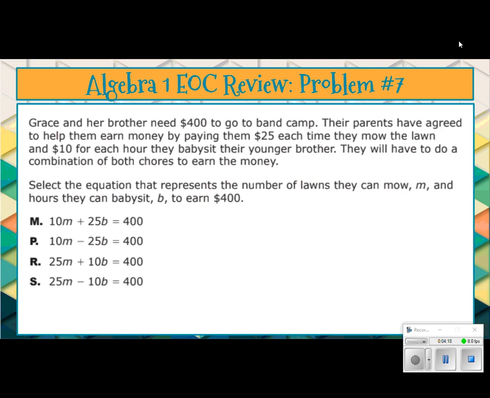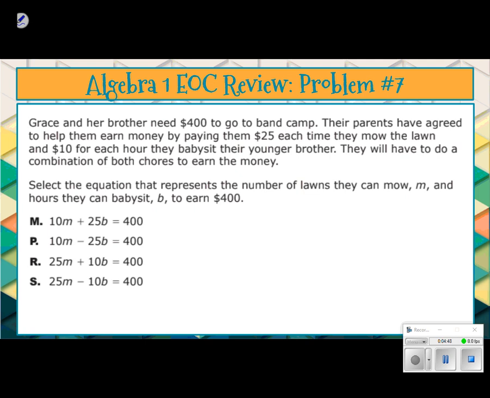Here's problem number 7. Grace and her brother need $400 to go to band camp. Their parents have agreed to help them earn money by paying them $25 each time they mow the lawn and $10 for each hour they babysit their younger brother. They will have to do a combination of both chores to earn the money. Select an equation that represents the number of lawns they can mow, M, and the number of hours they can babysit, B, to earn $400.